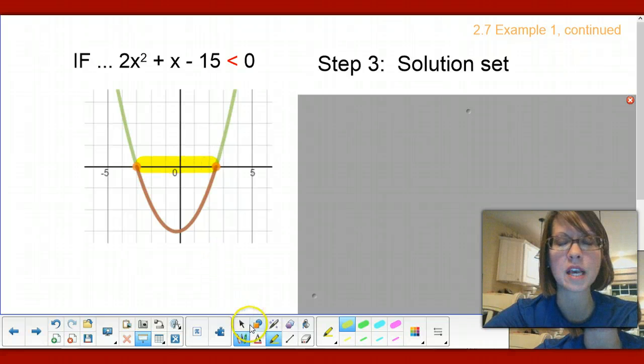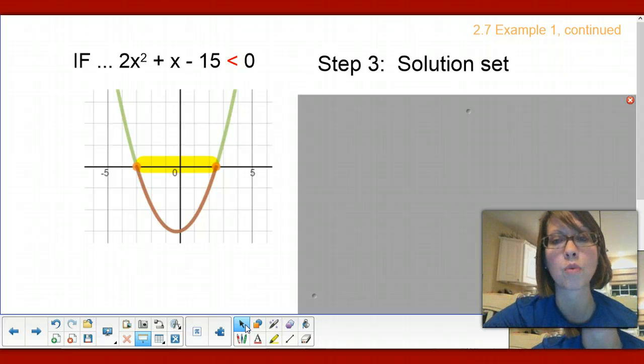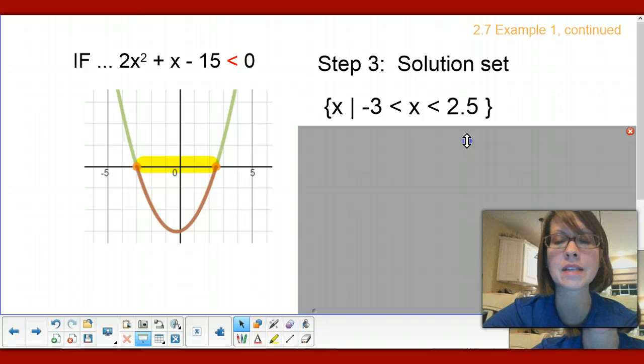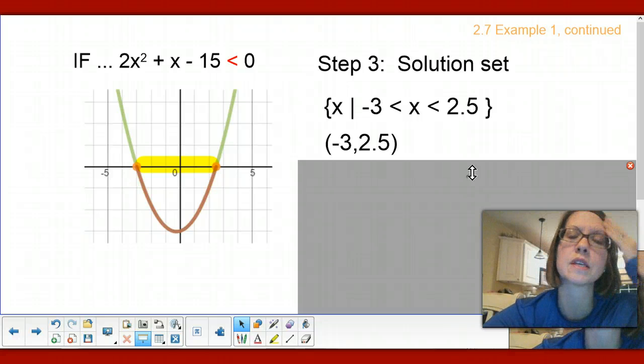That would mean from the test points that the numbers between the zeros would work, but beyond the zeros would not work. And that solution set would be, if this had been the problem, the x values between -3 and 2.5. And then there's the interval notation. Again, no square brackets because we don't have an or equal to in this problem.